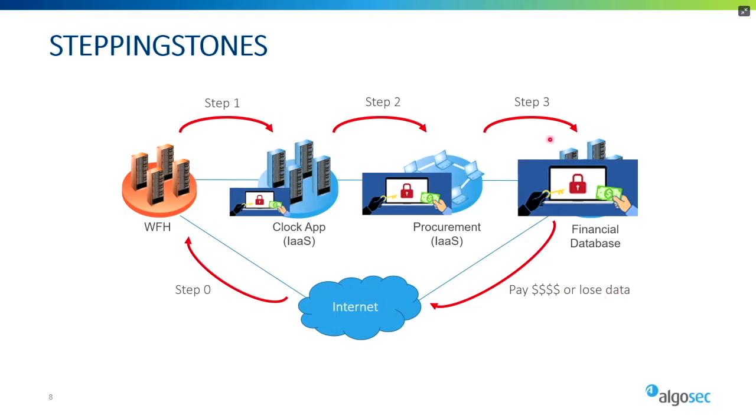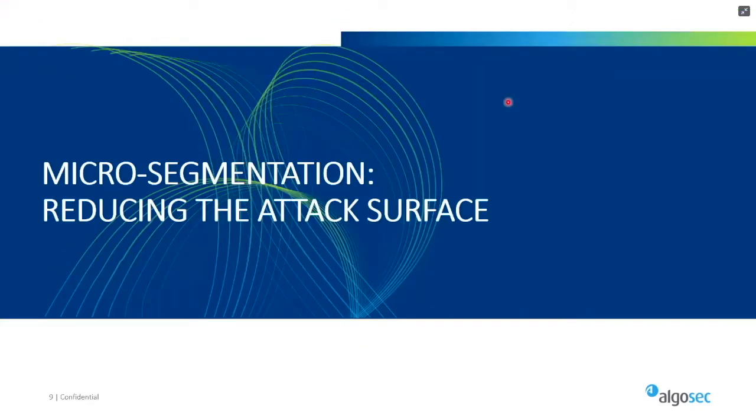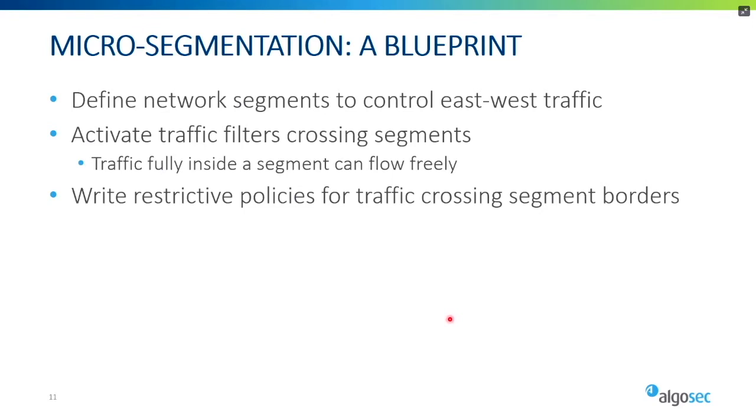Okay, so these steps 1, 2, and 3, these are the ones that we want to take care of because these happen over our network. We are in charge of this network. We should be able to do something to limit these steps. This is where microsegmentation comes in. Basically, the idea is to reduce the attack surface. So at a very high level, the idea is to organize the network into segments, as small as you can make them. Lots of microsegments. So you define these segments to control all this east-west traffic. And then you activate traffic filters for traffic crossing between segments. So any type of traffic that wants to cross from segment 1 to segment 2 needs to go through a traffic filter. And that traffic filter should have restrictive policies on it saying what is allowed to cross that border. Well, this is the plan.